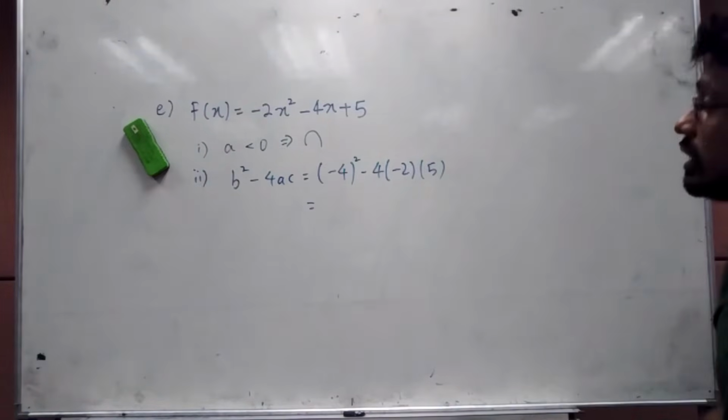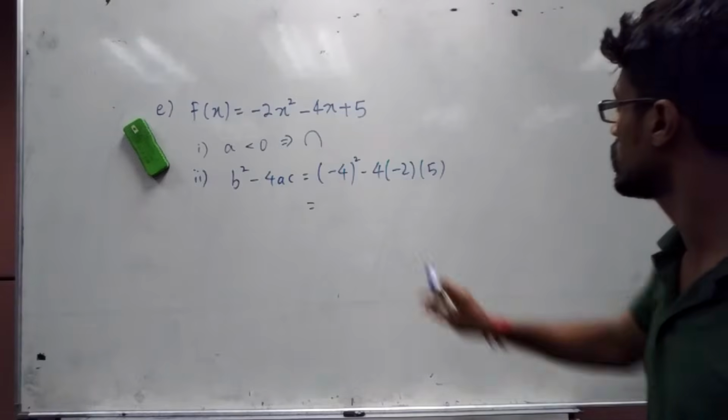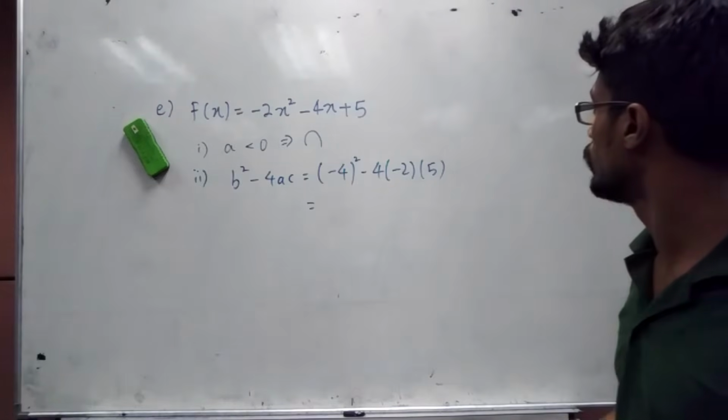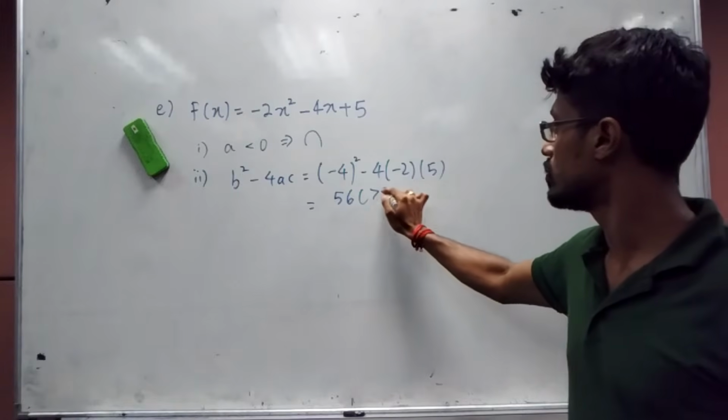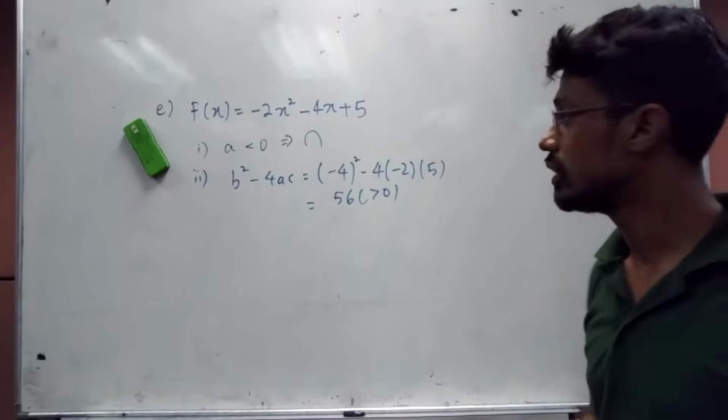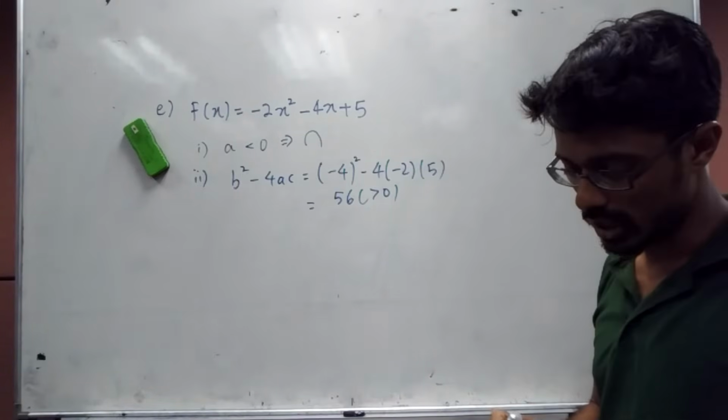If we just quickly calculate that, 16 plus, this is going to be 40. Yeah, 40. So that is going to be 56, bigger than 0. Meaning to say there are going to be 2 real roots. If we just factorize that.